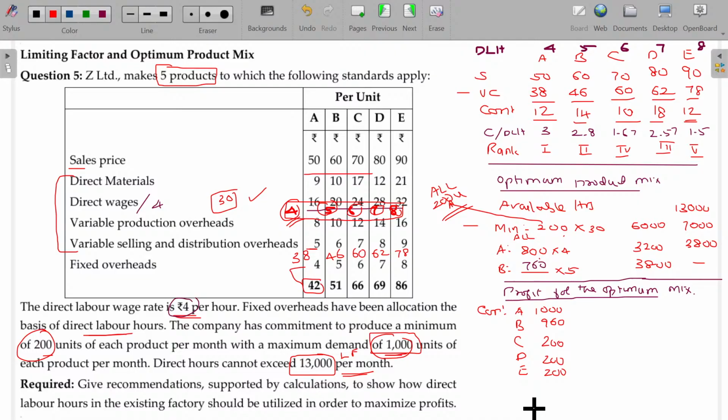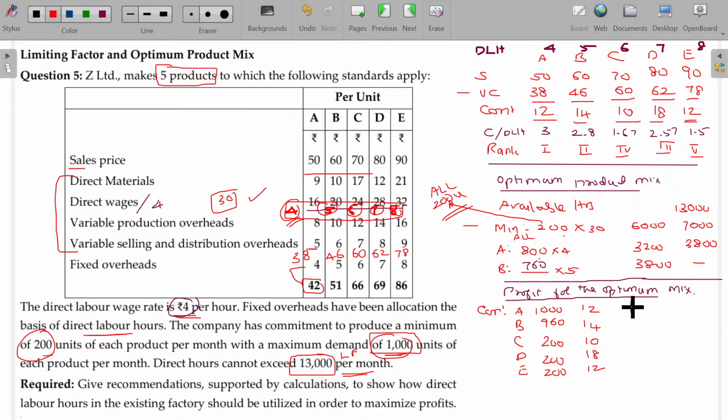C, D, E are manufactured the minimum 200. A manufactured 200 plus to the extent of maximum another 800, also quite capable of manufacturing. So we manufactured 1,000. Beyond that, of course, we cannot sell in the market. B, 200 manufactured, 760 also because of availability of resources we manufactured. And contribution being here is 12, 14, 10, 18 and 12.